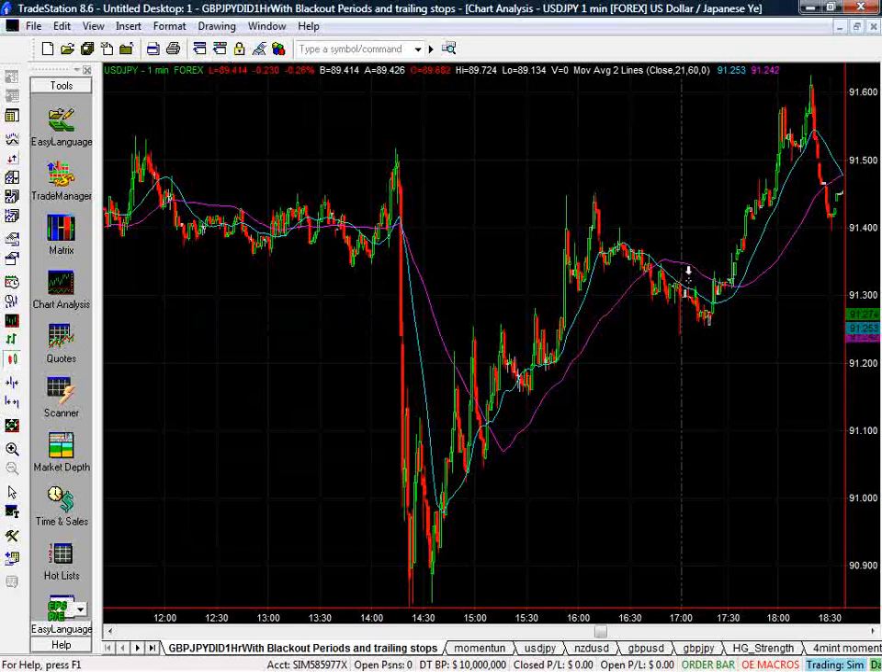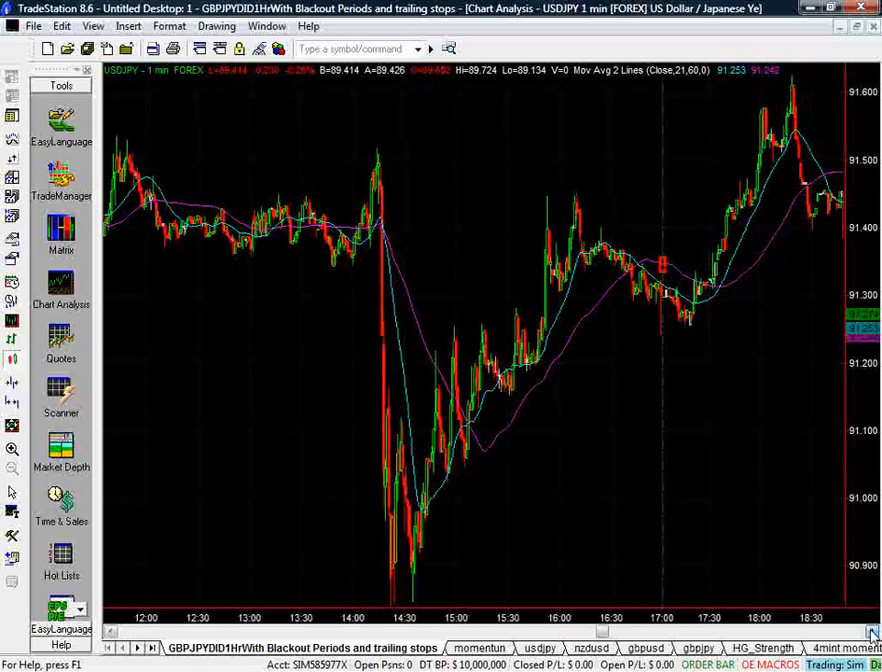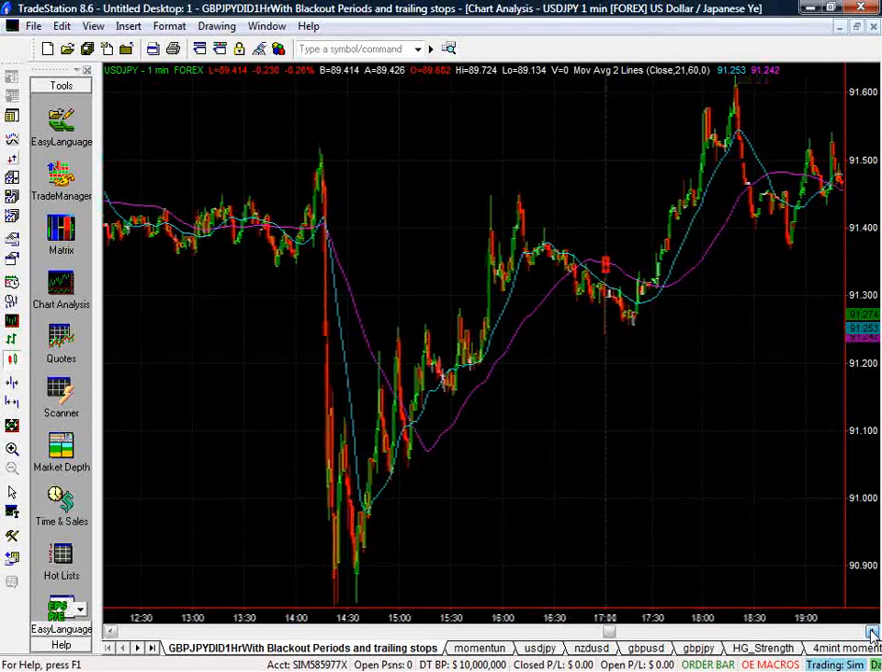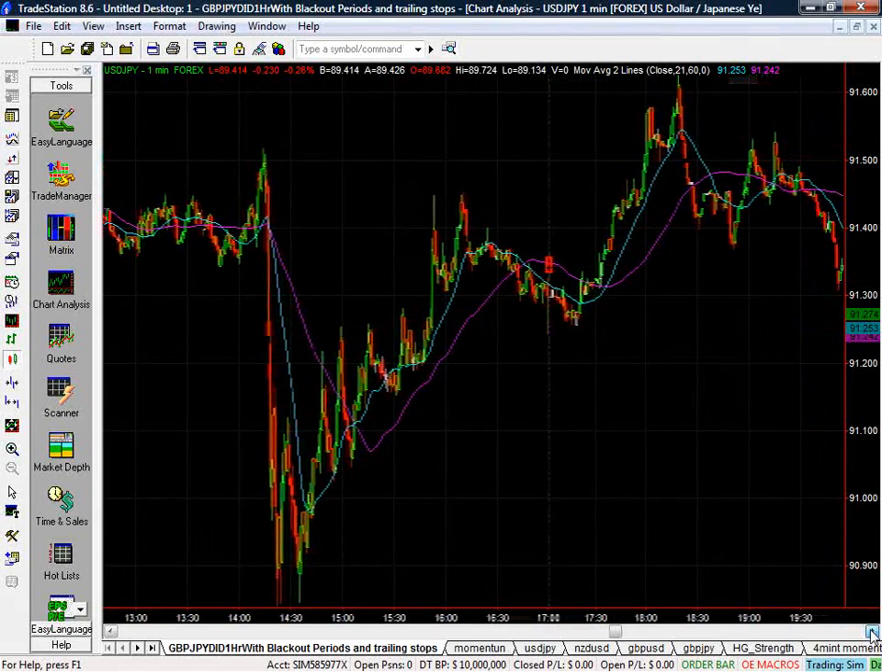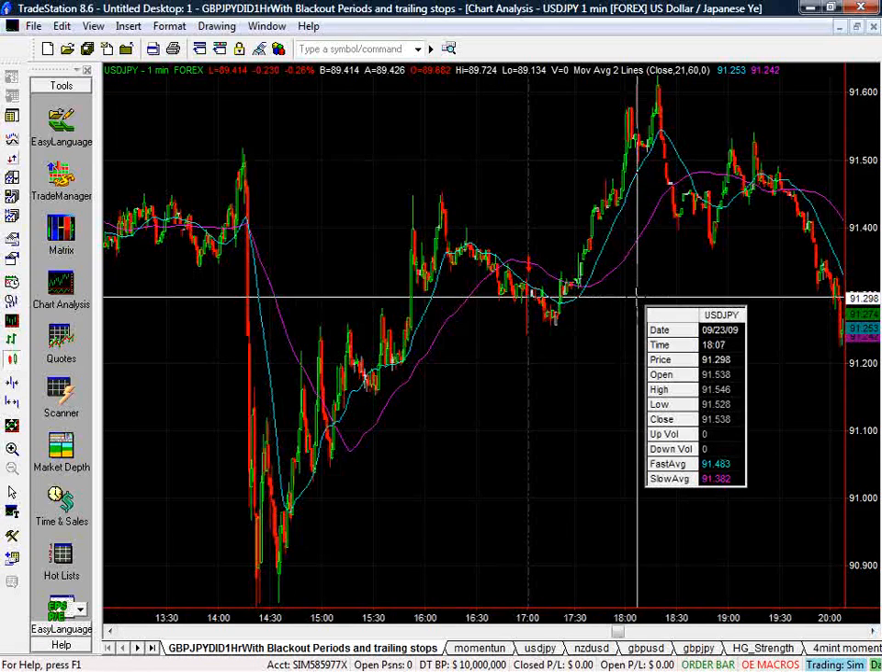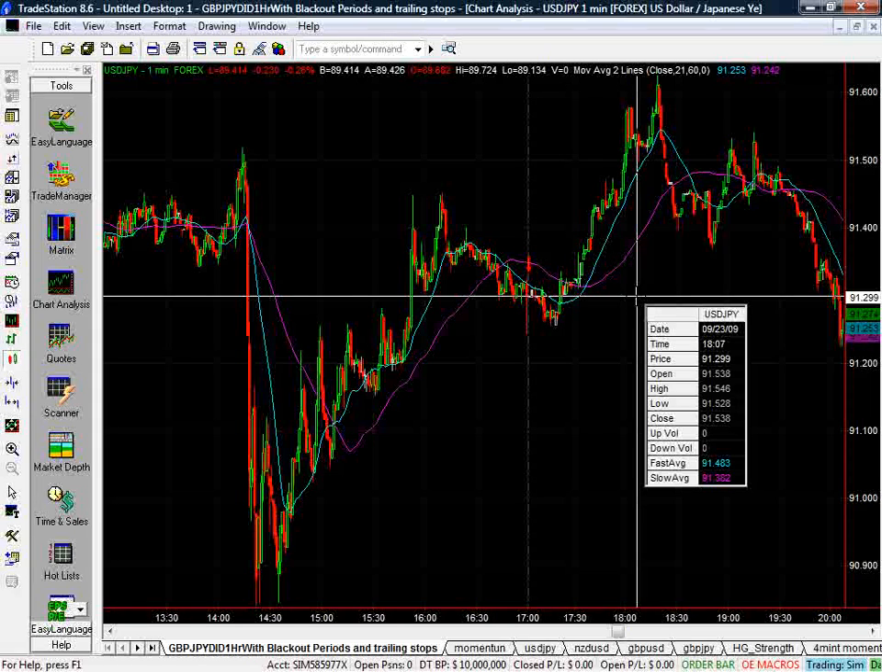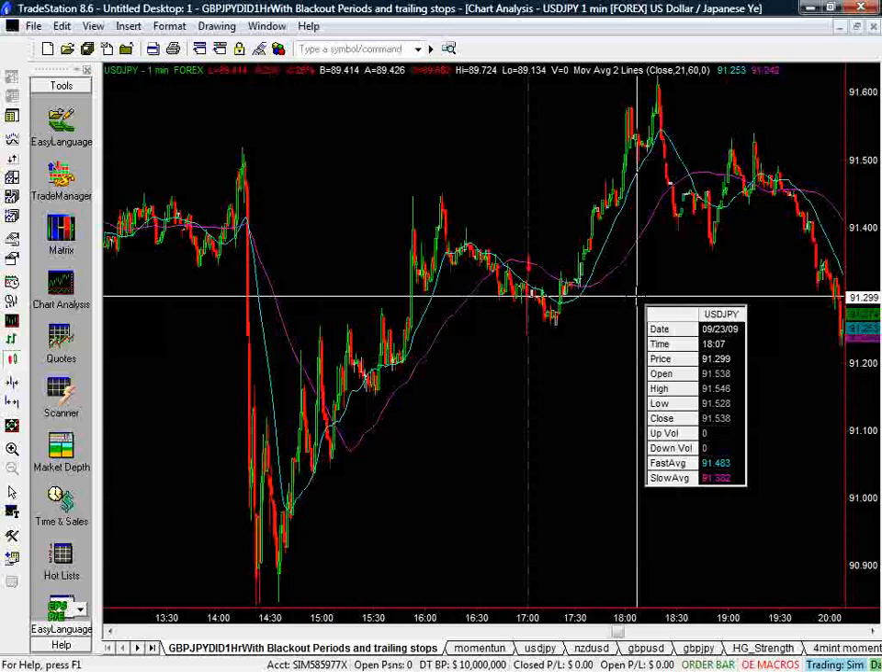Arrow down with a 50 pip stop loss and a 100 pip target. Almost immediately the market goes against us. However, it doesn't stop us out just as yet. We go short from 91.30 and we get stopped at 91.80.